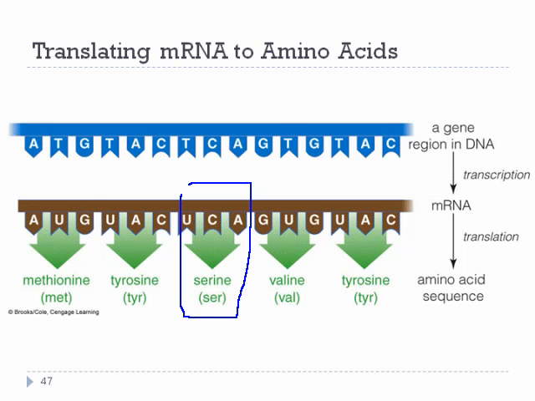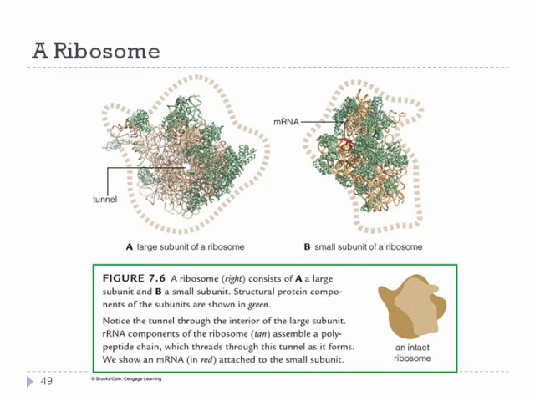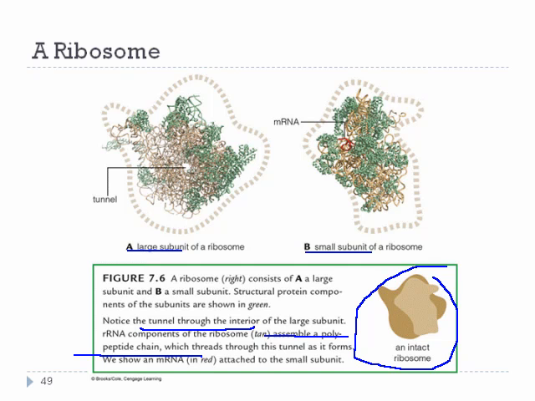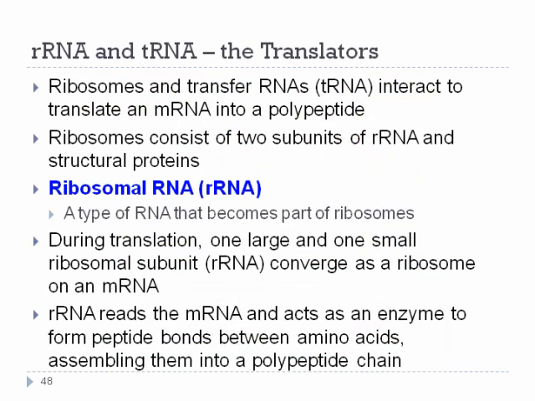Now this is happening on the ribosome. There's two subunits to the ribosome. There's a large subunit and a small subunit, and they come together to form this ribosome complex. And there's a tunnel through the interior, and the RNA can string through the interior and assemble a polypeptide chain, and then thread that polypeptide chain out. And we'll look at an animation of it.